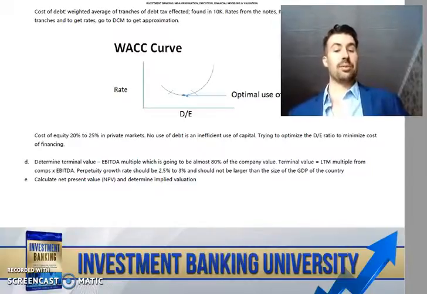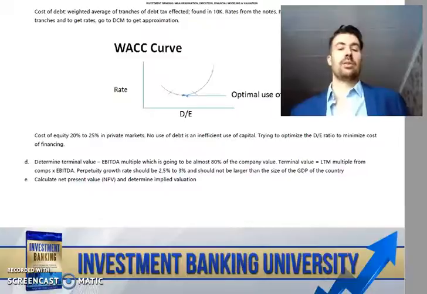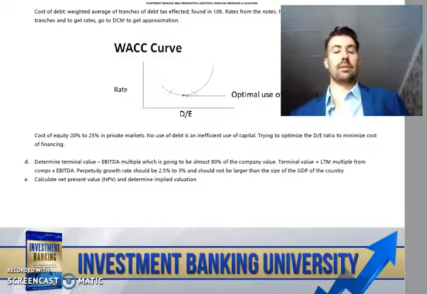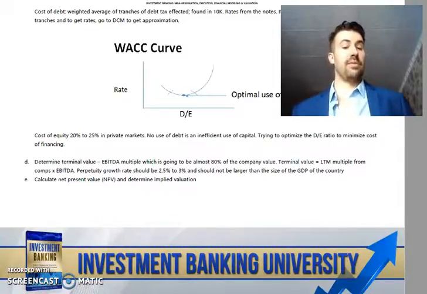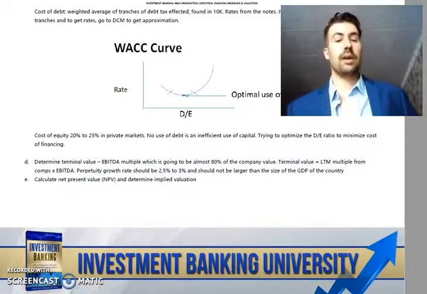The next step is we're going to determine the terminal value, which, with the EBITDA multiple, is going to be almost 80% of the company value. The terminal value is equal to the LTM, last 12 months, multiple from the comps times EBITDA. And the perpetuity growth rate should be 2.5 to 3%. It should not be larger than the size of the GDP of the country.